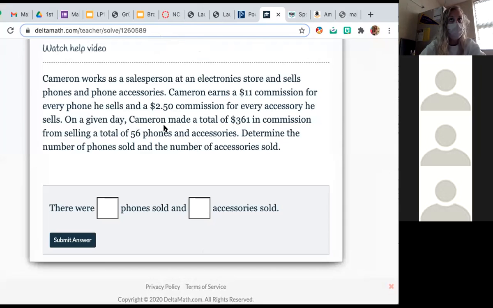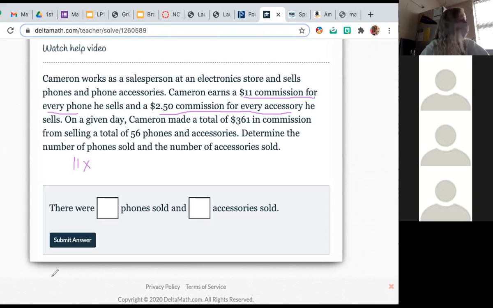All right, so Cameron earns $11 commission for every phone and $2.50 commission for every accessory. Those are 2 different things, but they're both talking about what? Commission money. Good. So $11 commission for every phone. Did you guys write 11x?